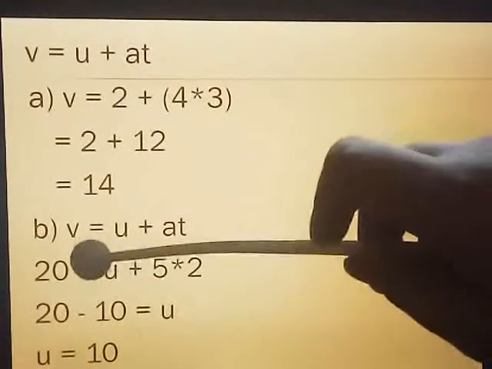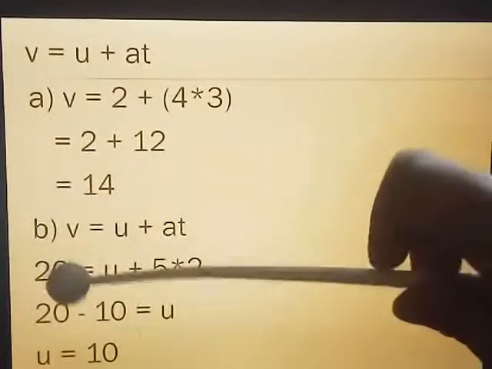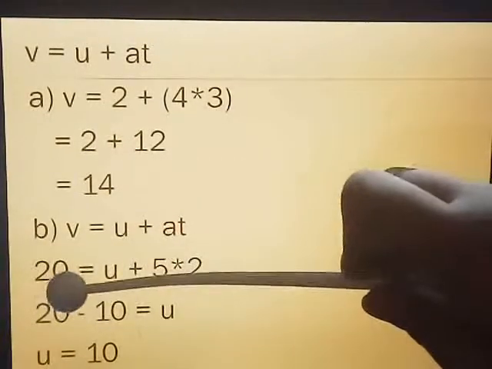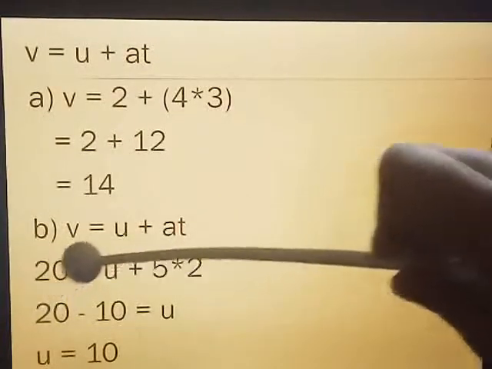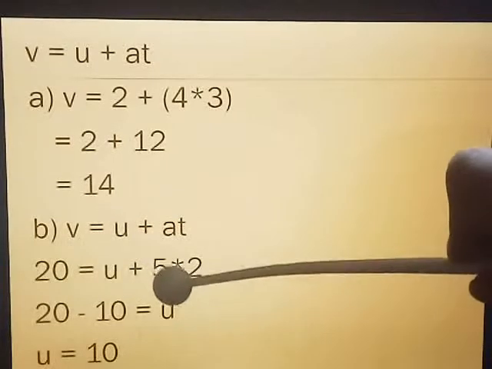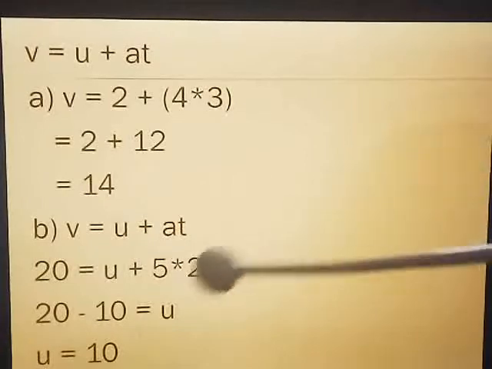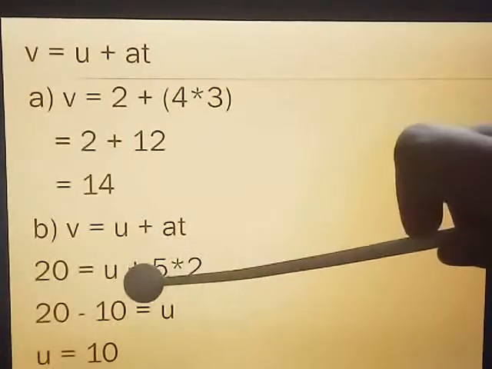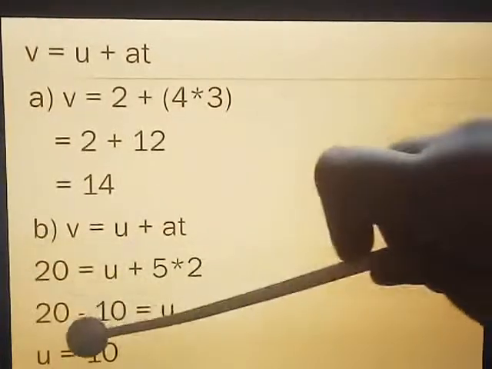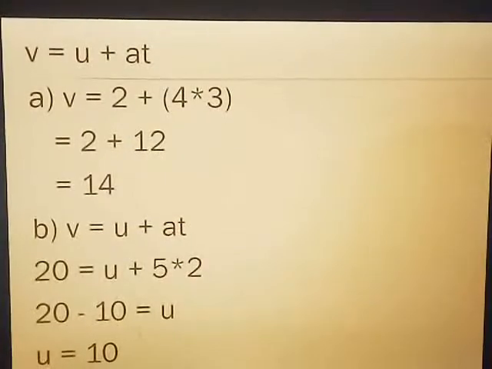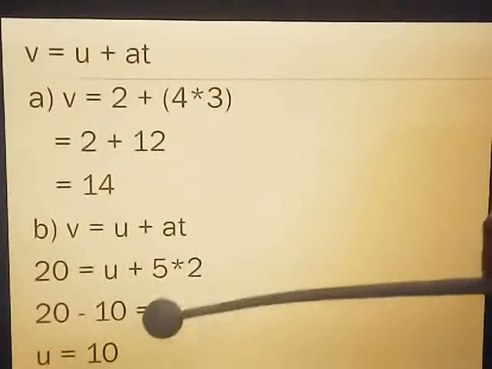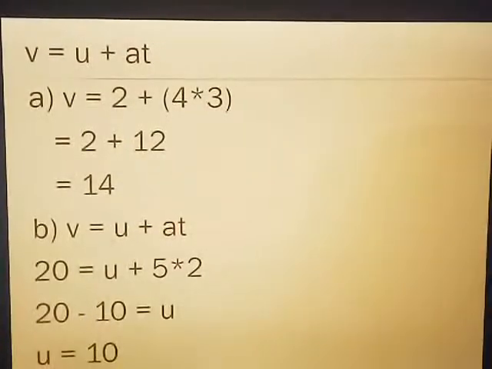Next one is v is equal to u plus at. Value of v they have given as 20. So 20 we are going to substitute here. u you have to find out. Acceleration is 5 multiplied by time is given as 2 seconds. Now 5 2s are 10. So this plus 10, when it comes on the left hand side it becomes minus 10. So 20 minus 10 is equal to u. So u is equal to 10.